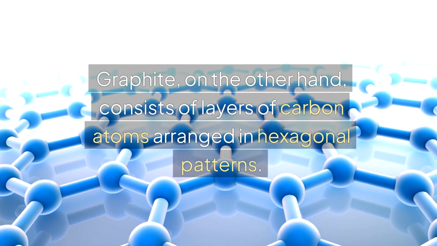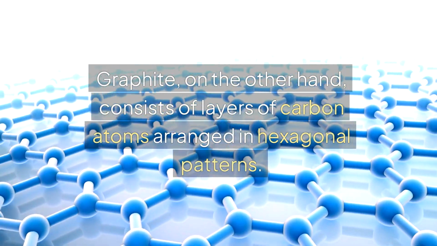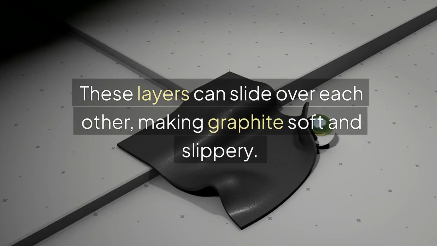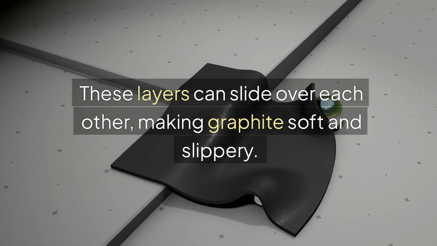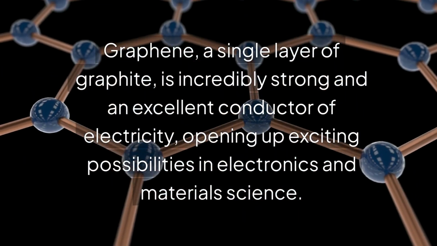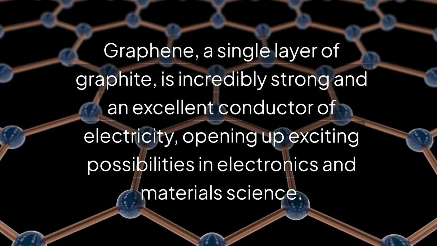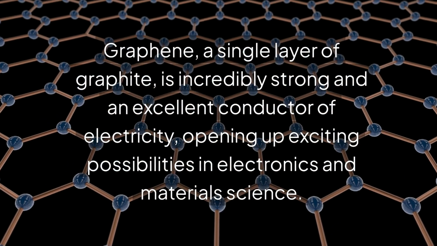Graphite, on the other hand, consists of layers of carbon atoms arranged in hexagonal patterns. These layers can slide over each other, making graphite soft and slippery. Graphene, a single layer of graphite, is incredibly strong and an excellent conductor of electricity, opening up exciting possibilities in electronics and materials science.